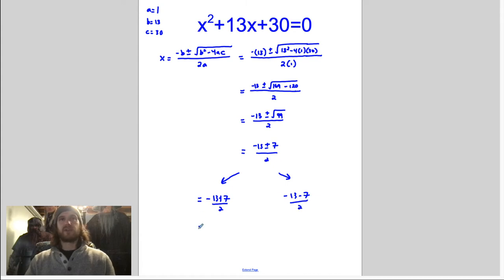Negative 13 plus 7 is, what is that? Negative 6 over 2. So our first solution is x equals negative 3. Ooh. Okay, next solution is negative 20 over 2, which is x equals negative 10.